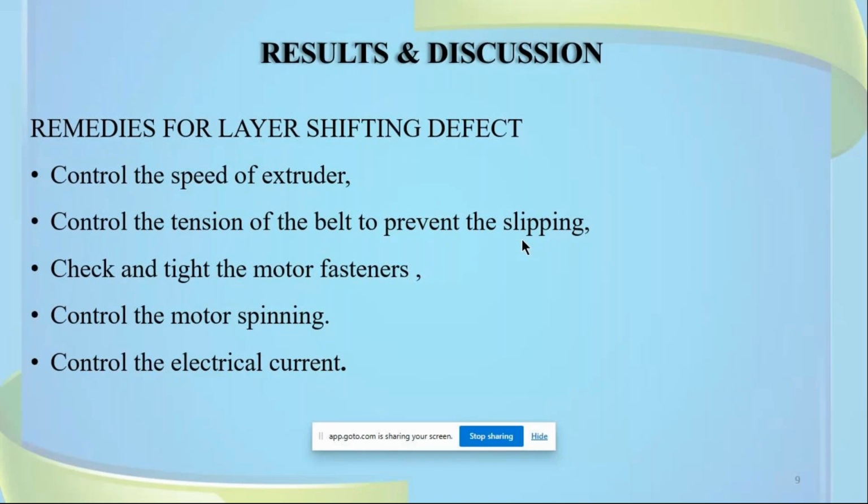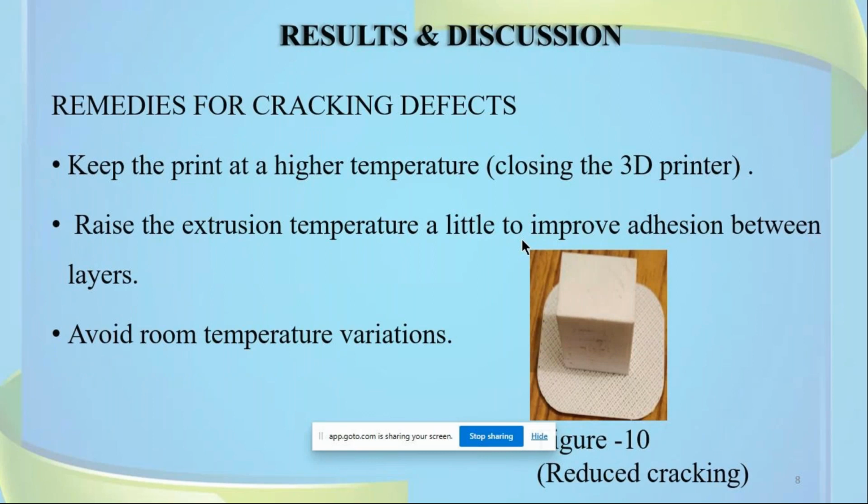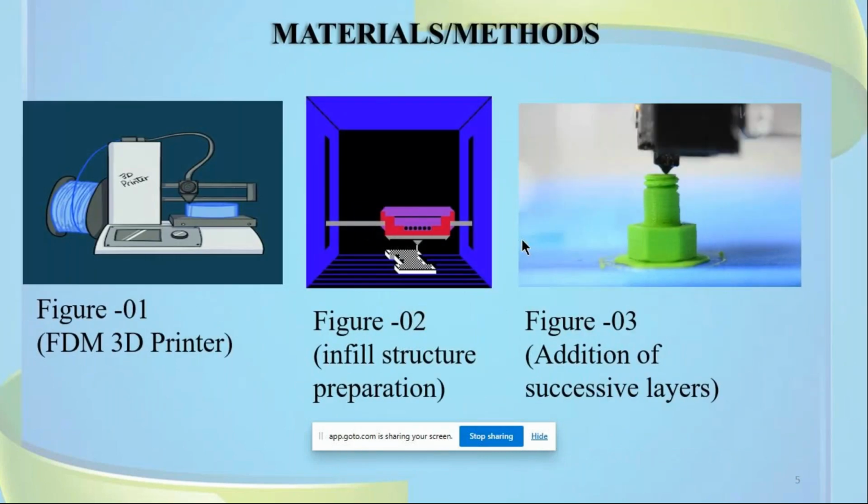As we know, the speed of the extruder is a very important thing during 3D printing, because if the speed of the extruder is high and the temperature is low, then the material solidifies and the nozzle will get clogged, stopping the extrusion of the material. And control the tension of the belt to prevent slipping. Here is the tension of the belt. This first figure shows the belts moving.